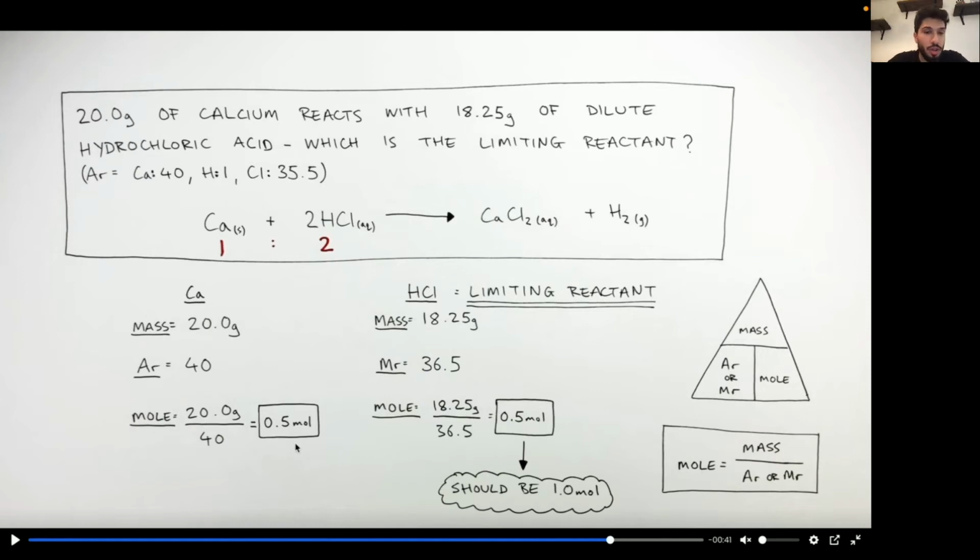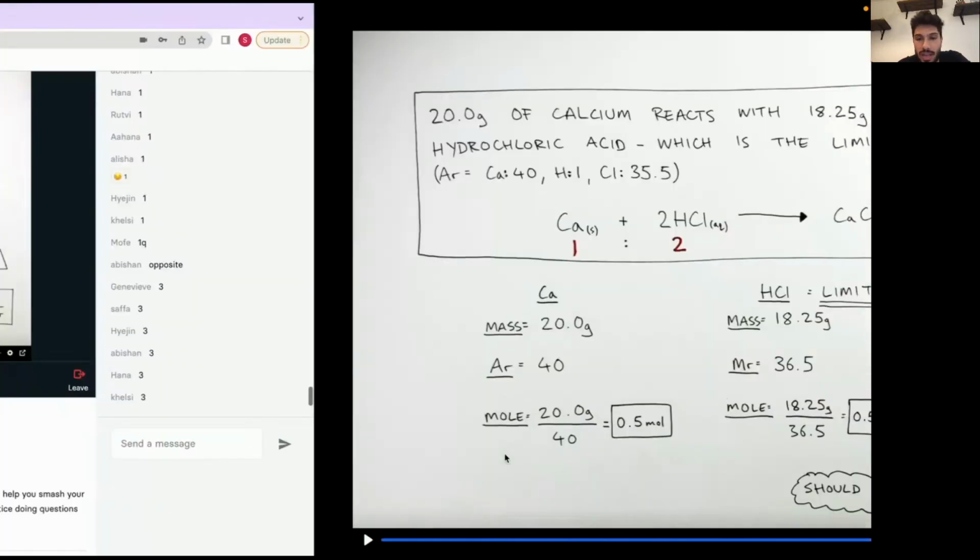And that's literally how you do it. You just calculate the moles, and then you look at the ratio and you see which one there should be more of, which one there should be less of. Done. That is it.